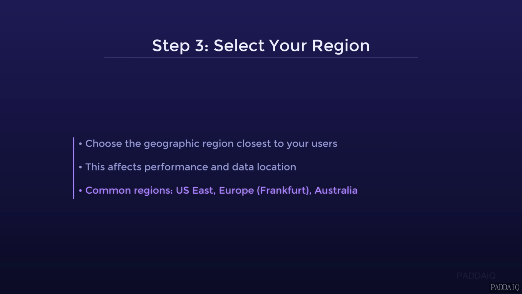Common regions: US East, Europe, Frankfurt, Australia. This means you choose the physical data center location for your applications and data. For example, a US company serving local customers would select US East for faster performance. Selecting the correct region is a foundational step for optimal application latency and data residency compliance.